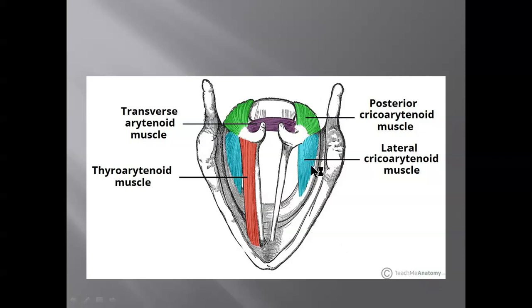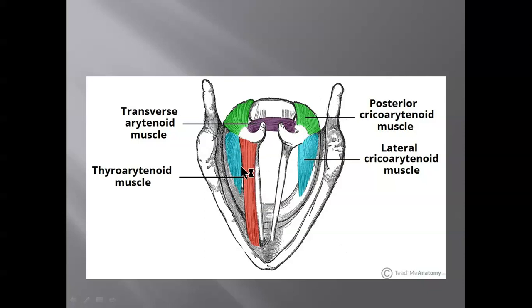Yes, the lateral cricoarytenoid and this one. I already mentioned this one is the abductor. The lateral cricoarytenoid muscles, along with the transverse arytenoid muscles, are the muscles which adduct. This one abducts, and this one gives volume to your voice.